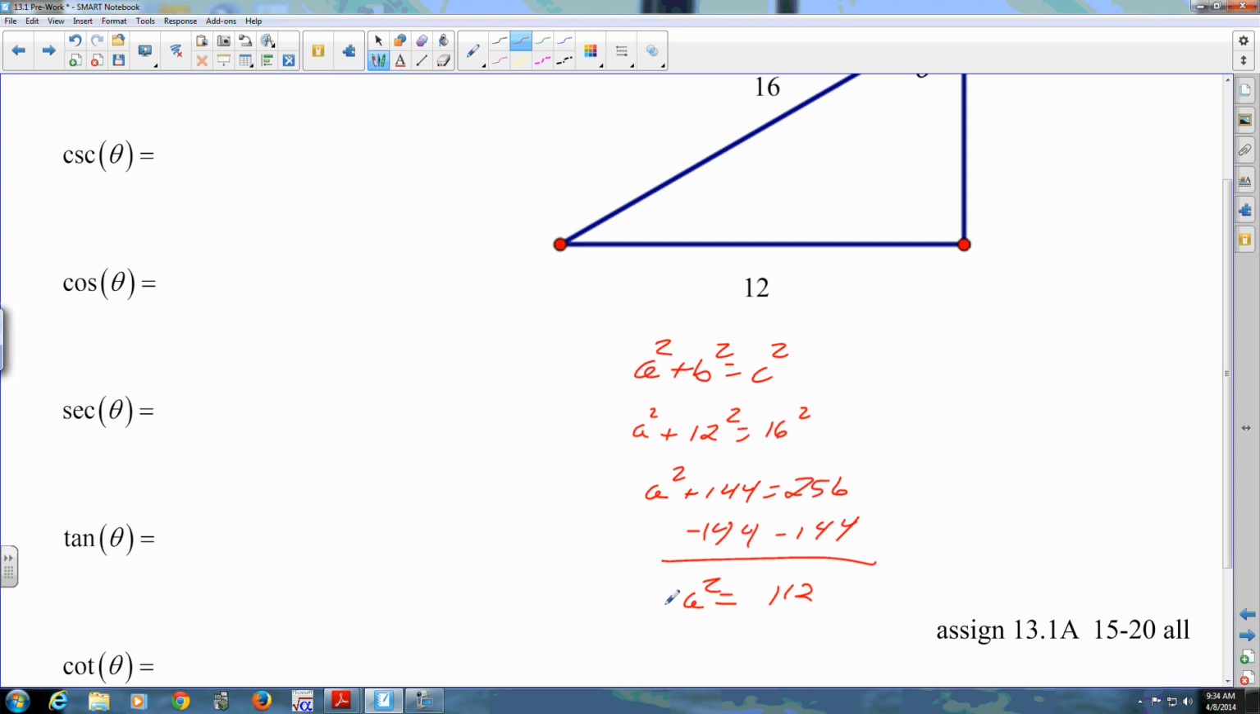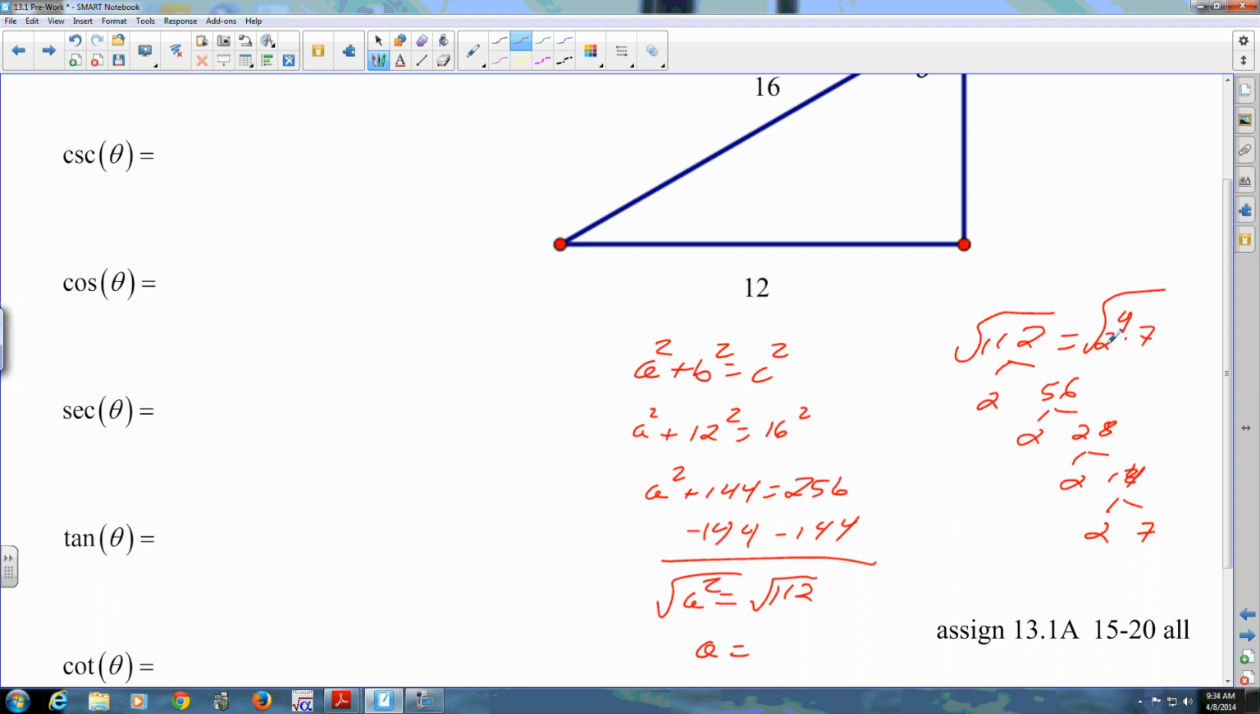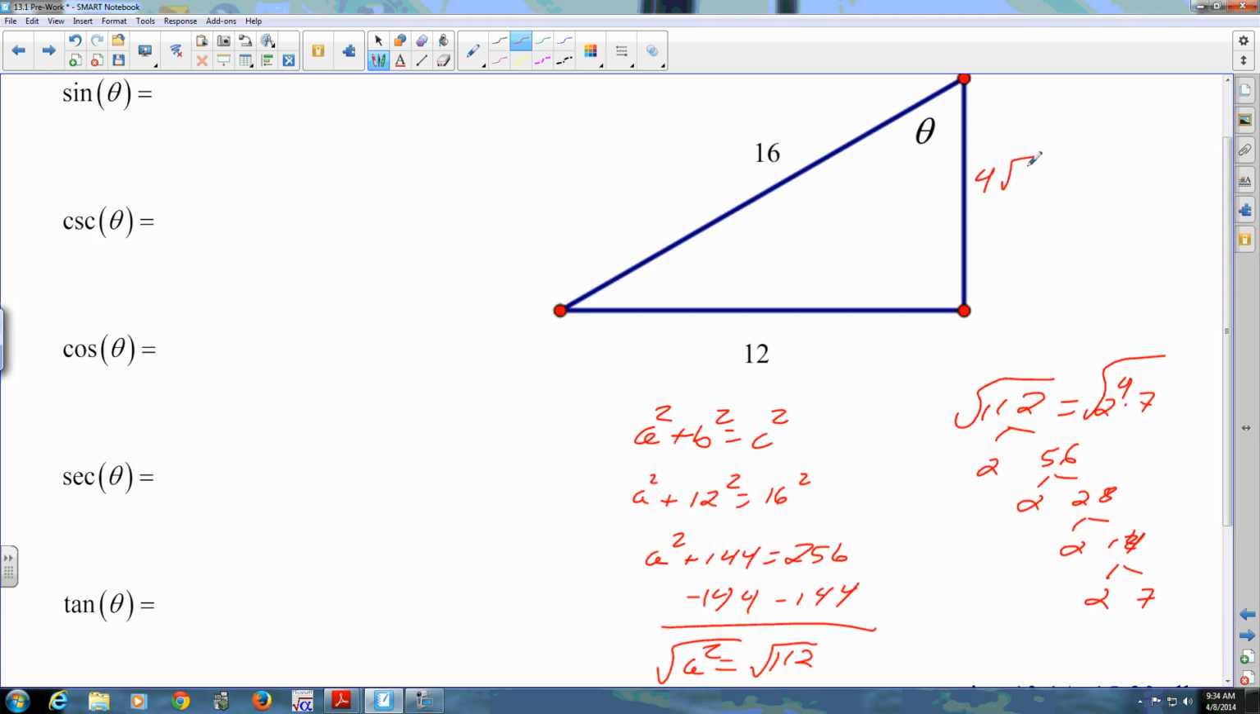a squared is equal to 112. So then you have to square root both sides. So a is equal to, now 112 is 2 and 56, 2 and 28, 2 and 14, 2 and 7. So that's 2 to the 4th power times 7. You're square rooting it, so 2 squared is going to come out and square root of 7. Or 4, why did that close as 9? I don't know. 4 square roots of 7. All right? So that's this missing side. 4 square roots of 7.